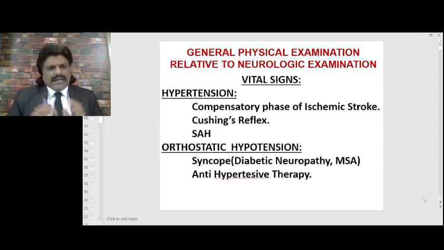If there is hypertension, we think of compensatory phase of ischemic stroke, Cushing's reflex, which is a triad of hypertension, bradycardia and irregular breathing, subarachnoid hemorrhage. If a person has orthostatic hypotension, we think of syncope like diabetic neuropathy, multiple system atrophy and antihypertensive therapy.